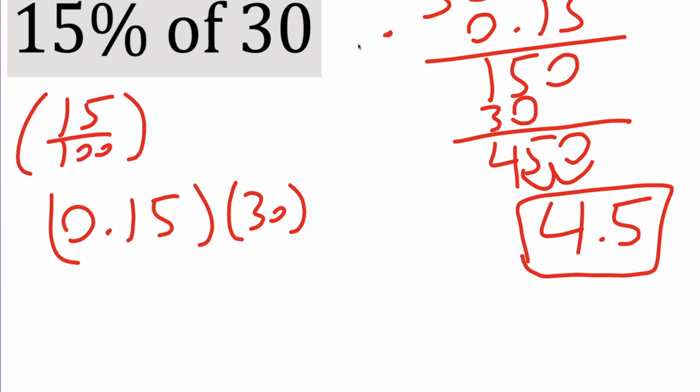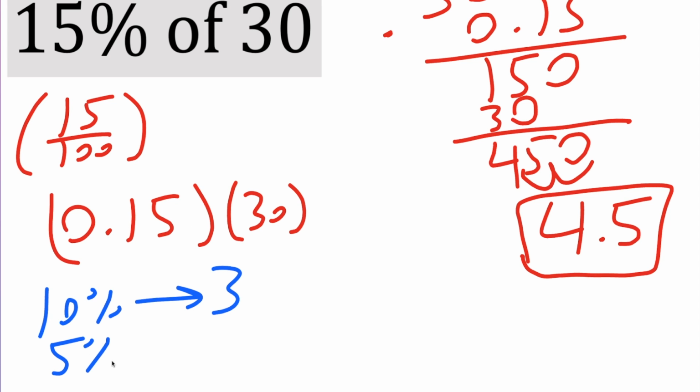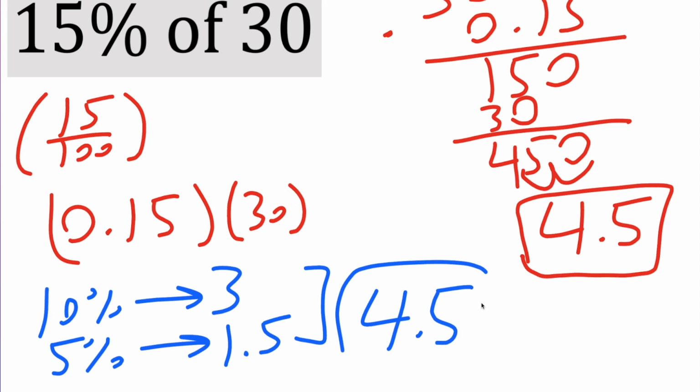The mental way is, 10% is always very easy. So we'll try 10%. 10% of 30, well, 30 times 0.1 would be 3. Now we want to know 15%, so we need to know what is 5%. Half of 10% is 5%, and half of 3 is 1.5. So 15% using this method, 10 plus 5 is 15. We combine these two: 3 plus 1.5 is 4.5. So we solved it another way.